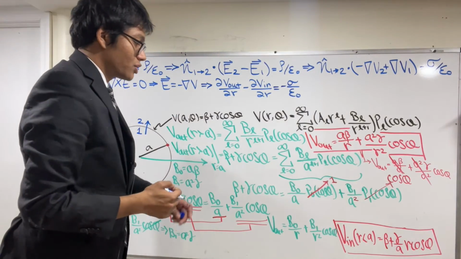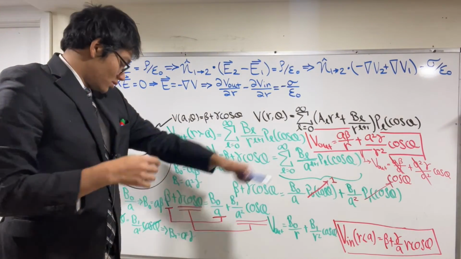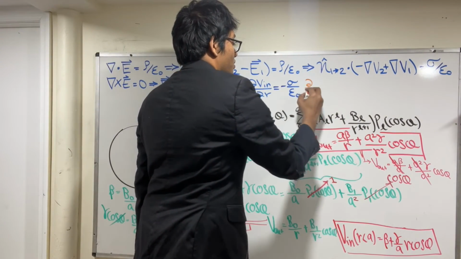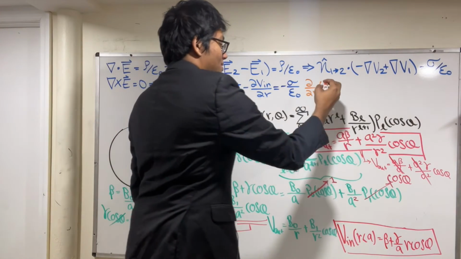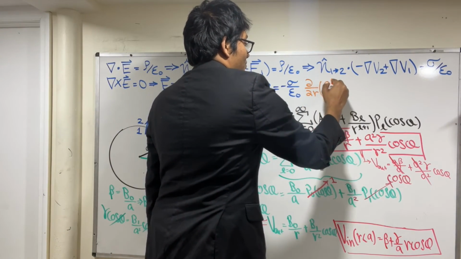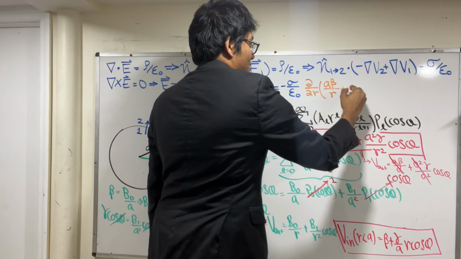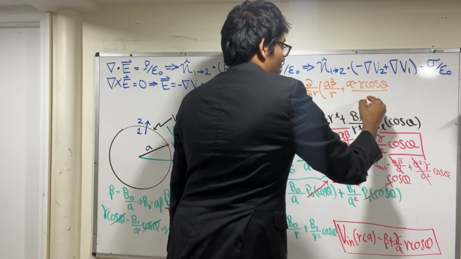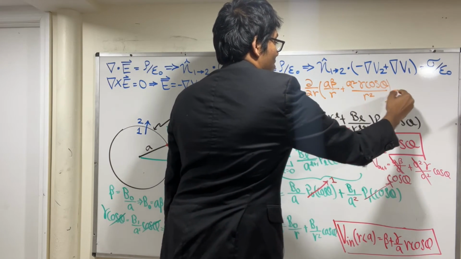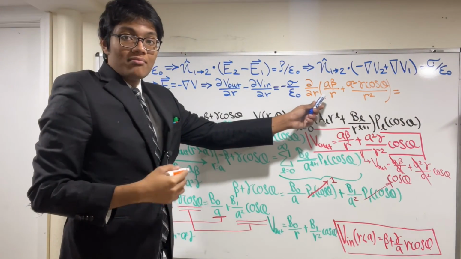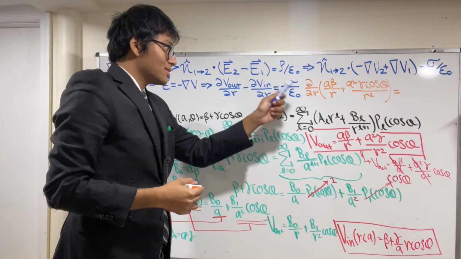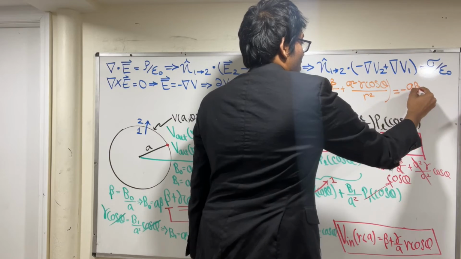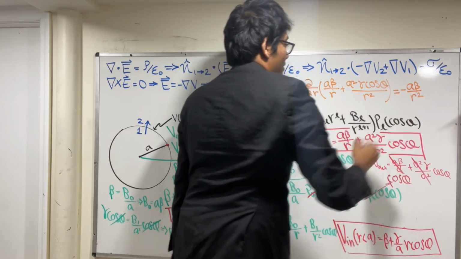So let's take the partial derivative of the outside with respect to r. We're going to have partial r of V out, which is a beta over r plus a squared gamma cosine theta over r squared. And so what is this going to be? Well, this is secretly r to the minus 1, which is going to become minus r to the minus 2, right? So we're going to have minus a beta over r squared.